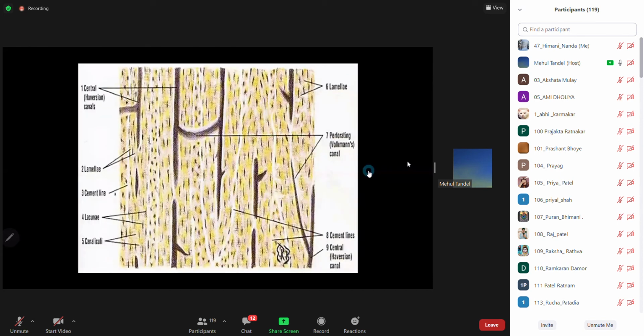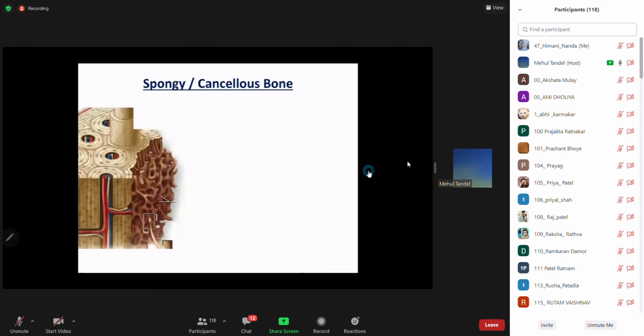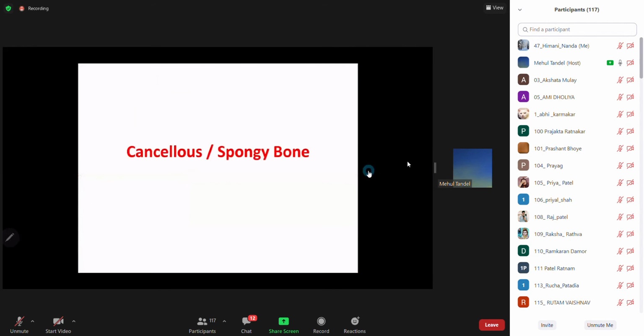Here, this is a longitudinal section of compact bone. You can see these are all the Haversian canals. This is a Volkmann's canal. This is a Volkmann's canal. Same structure: this is an H and E stain slide of compact bone. Cancellous or spongy bone can be asked as a short note.